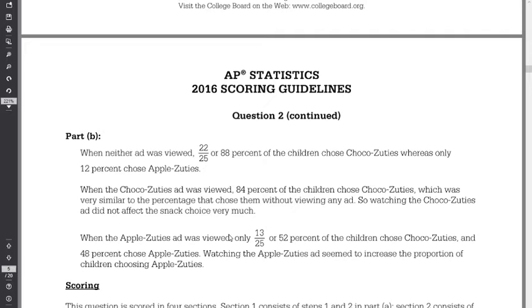Part B, to get full credit for Part B, a lot of people got partial credit. To get full credit, you needed to cite specific proportions. So you needed to say not just that this ad had an effect, but saying specifically how much of an effect, and comparing proportions and counts and all that stuff off of the table. That's specifically what they wanted you to do.